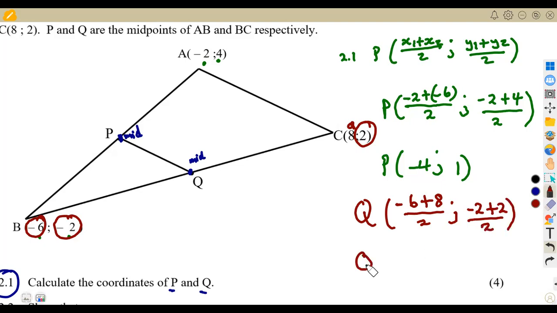Okay, so that's it. We are going to have our point Q. If you simplify -6 plus 8, that is going to be 2 over 2, which is 1.